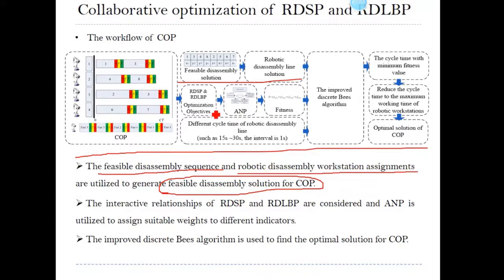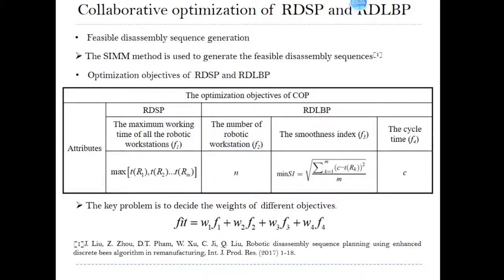After that, we need to consider the interactive relationship between the RDSP and also the RDLBP. And we use the analytic network process to assign suitable weights to different indicators. And finally, we proposed the improved discrete bees algorithm to generate the optimal solutions for the COP.